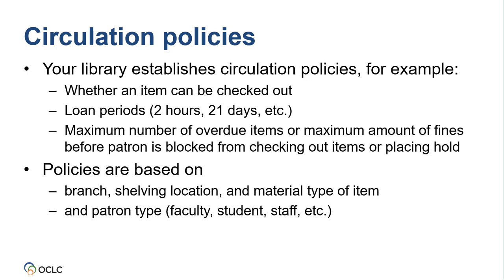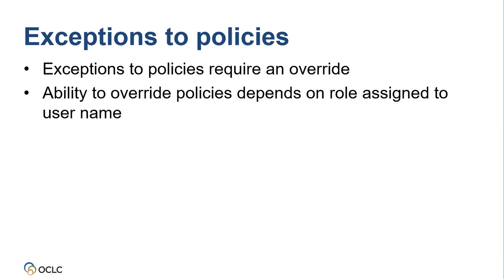Policies are based on branch, shelving location, and material type of the item, as well as patron type, such as faculty, student, or staff. Most of the time you operate within these policies. Sometimes library staff decide to make an exception to a circulation policy. This requires an override. Each username has one or more roles assigned to it, and the ability to override policies depends on the role assigned to your username.